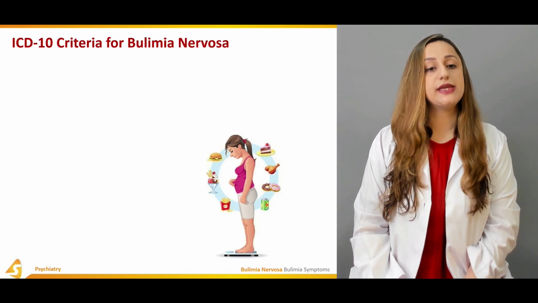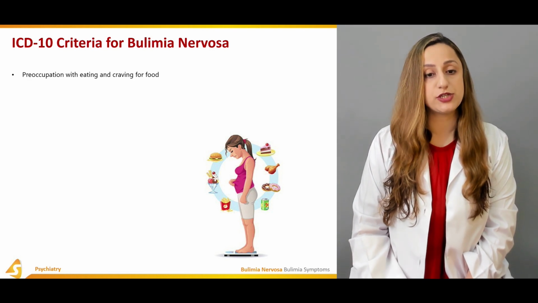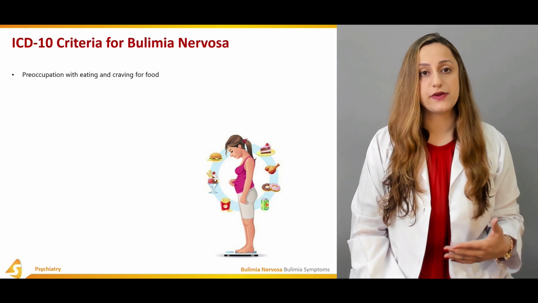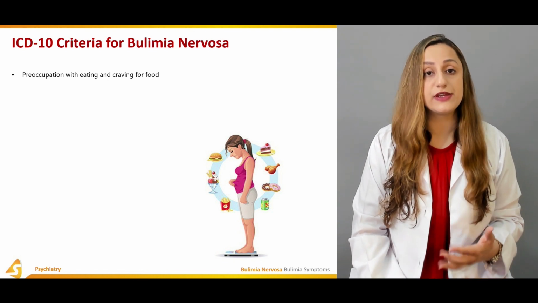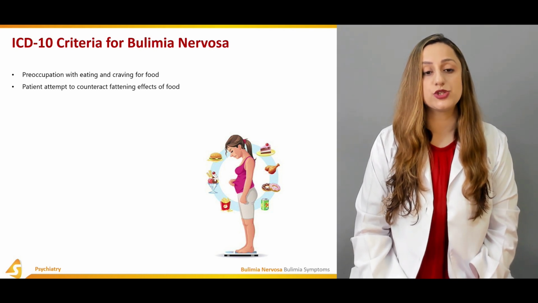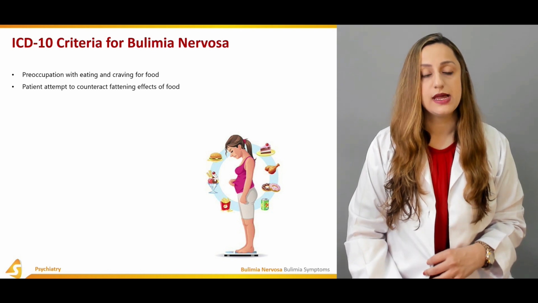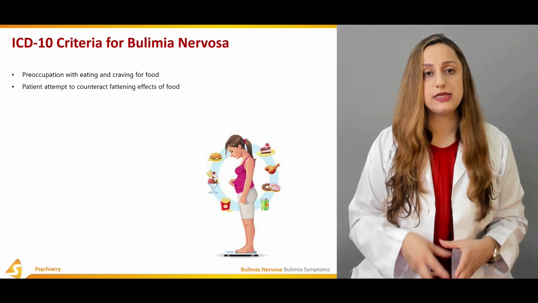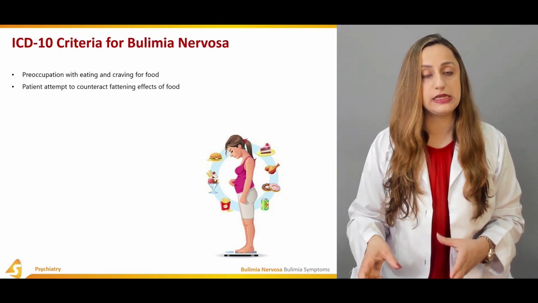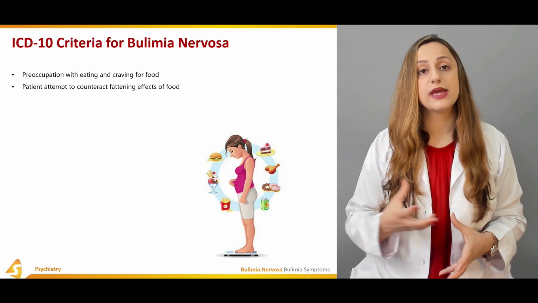So moving on to the ICD-10 criteria for bulimia nervosa, there is going to be a preoccupation with eating and craving for food. So one of the criteria is the food-loving phenomena that is usually seen in these individuals, and then the patient is going to attempt to counteract the fattening effects of the food. For the counteraction, he is going to induce vomiting, he's going to take diuretics, he's going to place enemas, and all of these are acts that he's trying to get rid of that food.